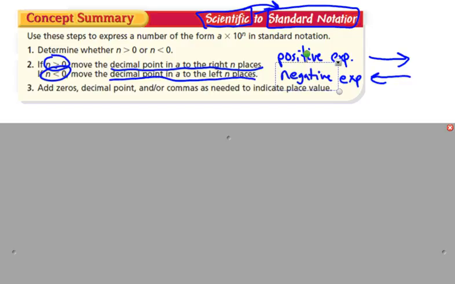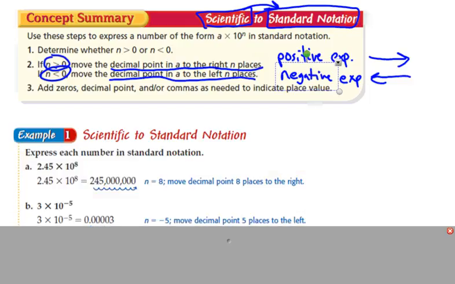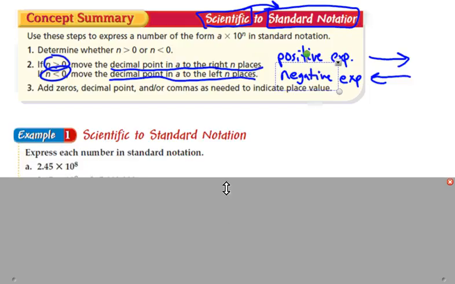You can add zeros, especially if you're moving the decimal to the left. You'll have to add zeros in there, and a decimal place, or a comma if you're dealing with a large number. So let's just do a couple examples. Here's the first one. Express this number in standard form.